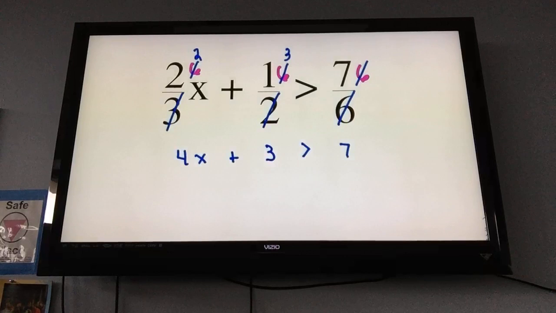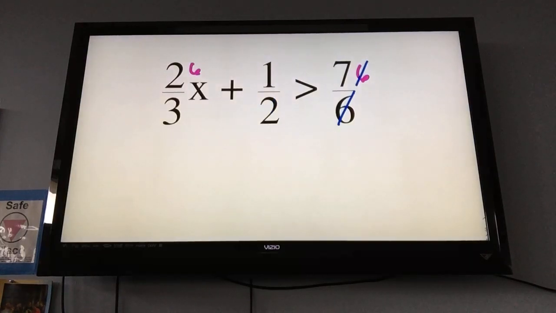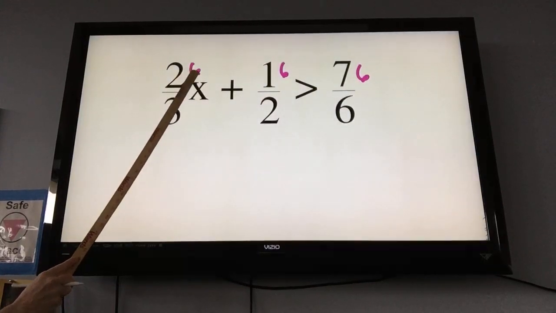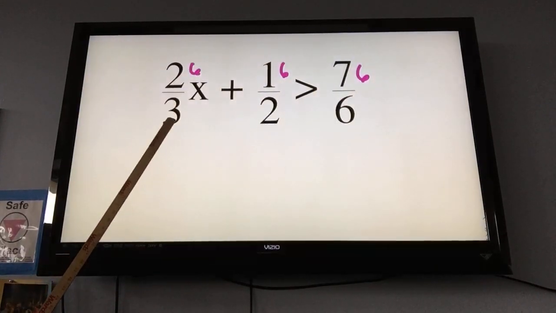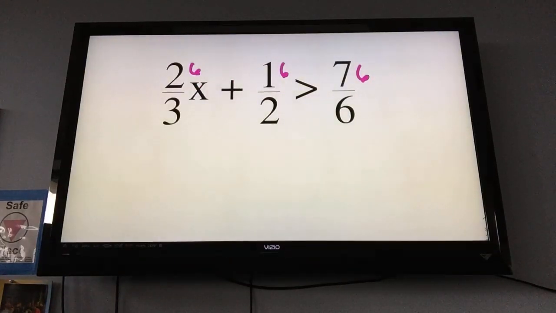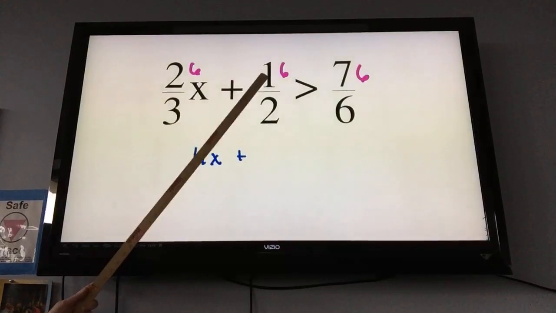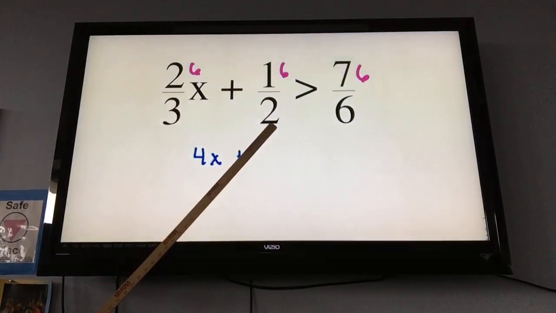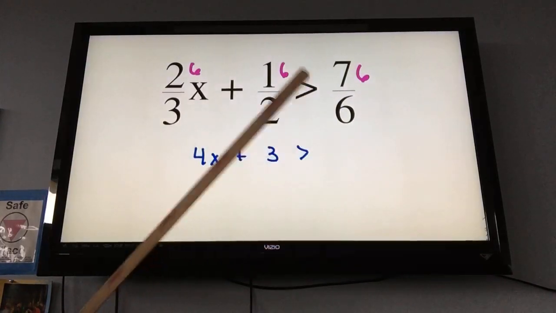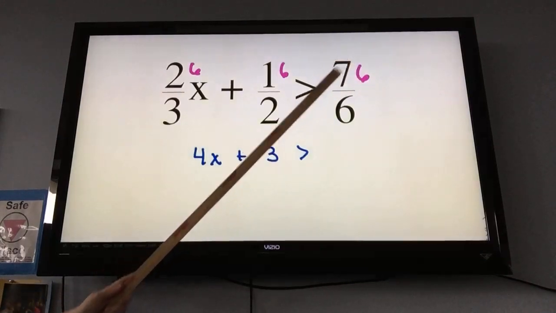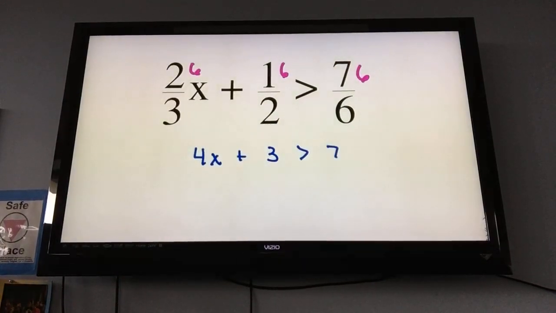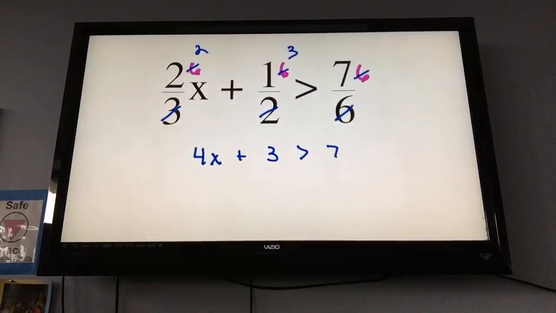I'm going to show you another way though, because some people like this way better. And it works. I just don't like it because it doesn't work with rational expressions. That's the only reason I don't like it. Okay, so some people like this. 2 times 6 is 12, divided by 3 is 4. 1 times 6 is 6, divided by 2 is 3. And 7 times 6 is 42, divided by 6 is 7. So I personally like to do it where you scratch it out, but either way works, okay?